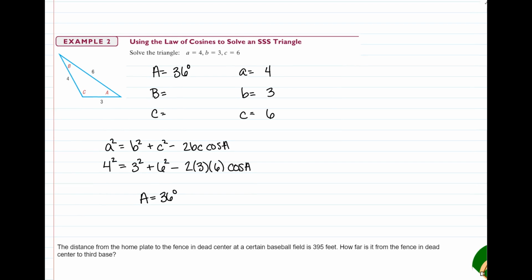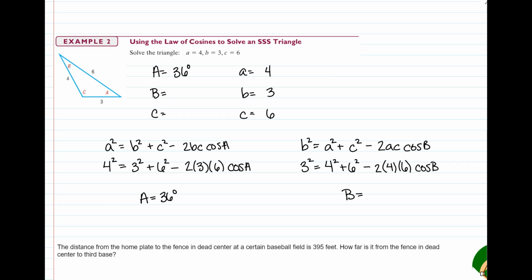All right, let's do law of cosines again. This time let's find angle B. A squared plus C squared minus 2AC cosine of angle B. Okay, so let's plug in what we have. 3 squared equals 4 squared plus 6 squared minus 2 times 4 times 6 times cosine of angle B.